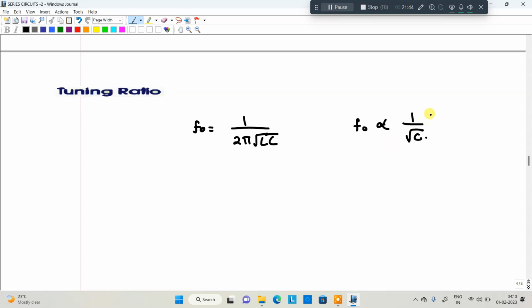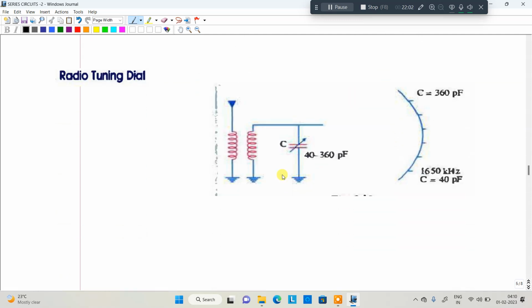That is also important from the examination point of view. Tuning ratio concept: if your capacitor changes by 4 times, what about the resonance frequency? It changes to twice. Okay, next we are moving to the radio dialing.